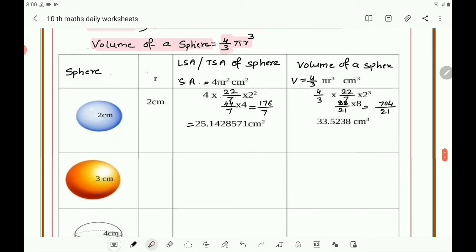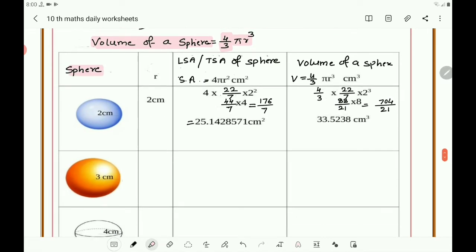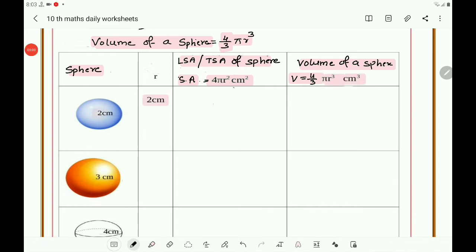Now consider a sphere of some radius and find its surface area, which is LSA, TSA, nothing but surface area, and also the volume of the sphere. What is the formula for the surface area of a sphere? That is 4 pi r square cm square. Volume of a sphere is V equals 4 by 3 pi r cube cm cube. Write the formula for SA. SA equals 4 pi r square.